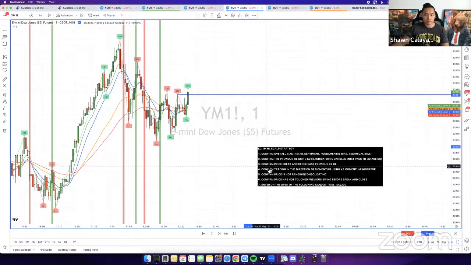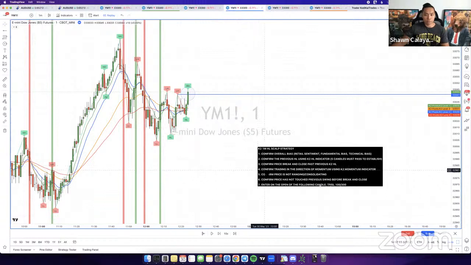Step 3, you want to confirm that price breaks and closes past the previous high low. We have the high low right here, the blue line, and you can see this following candle right here breaks and closes past it. So once it's broken and closed past it right there, we've now confirmed step 3.